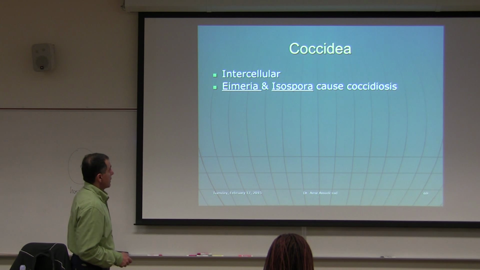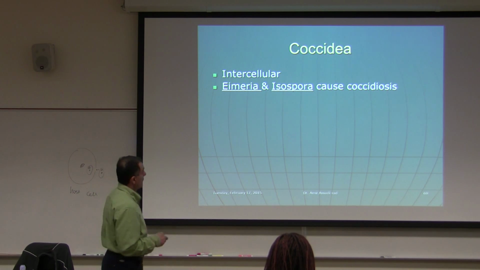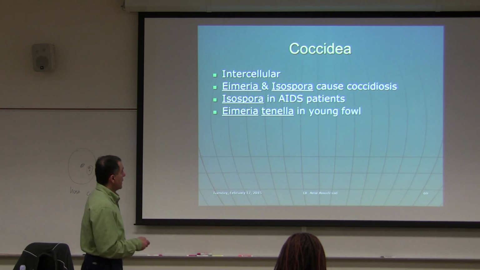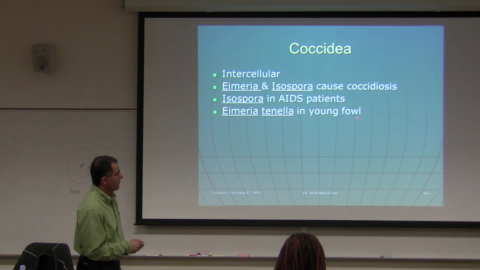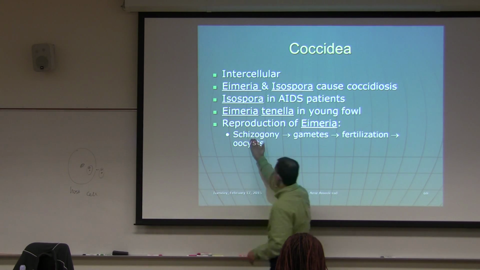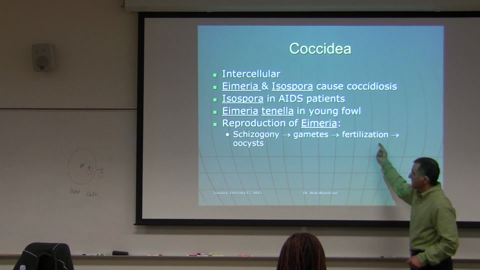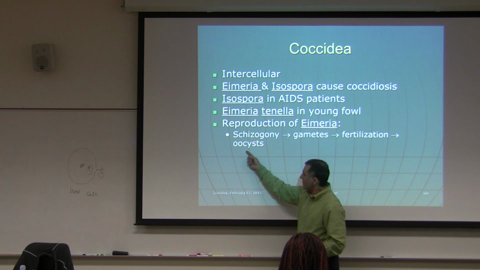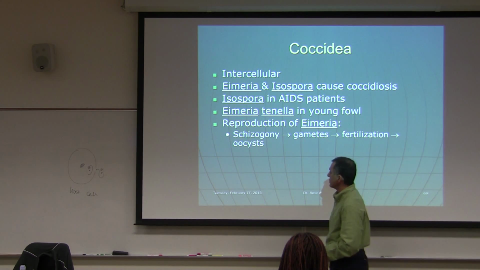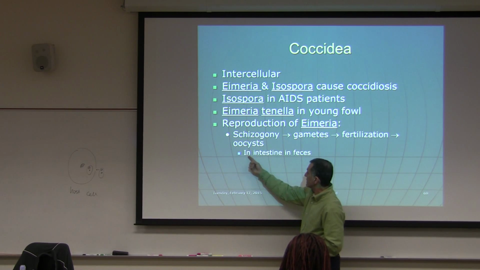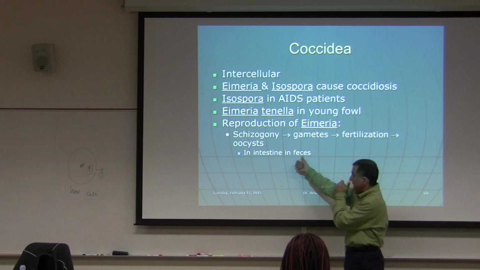Coccidia, again, are intracellular: Eimeria, Isospora. We do have a slide of Isospora, but you do not have Eimeria. Isospora in AIDS patients can be devastating. Eimeria tenella affects young chickens. Reproduction of Eimeria, I think we talked about this: schizogony, formation of gametes, fertilization, and out into the oocyst. The oocyst goes into the environment with the fecal matter, and other healthy chicks come in and ingest that oocyst in the intestine.